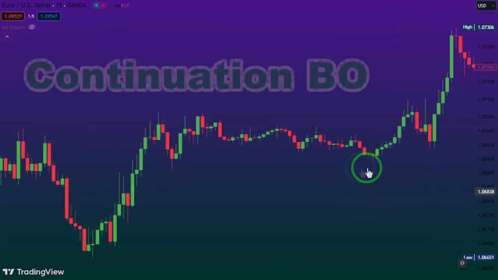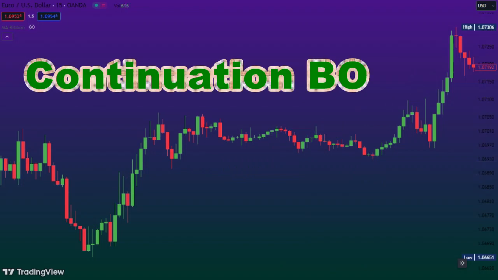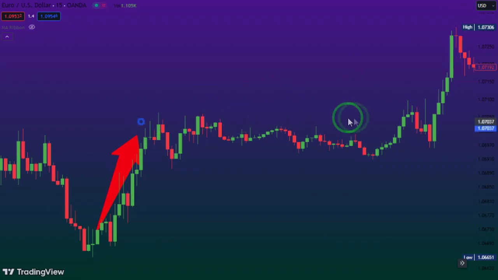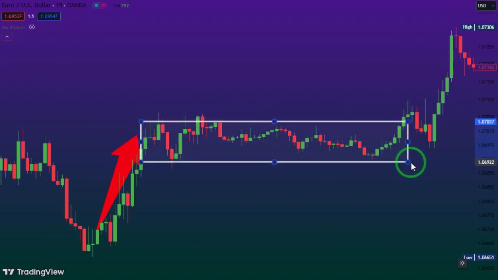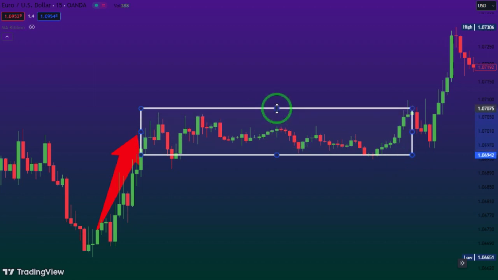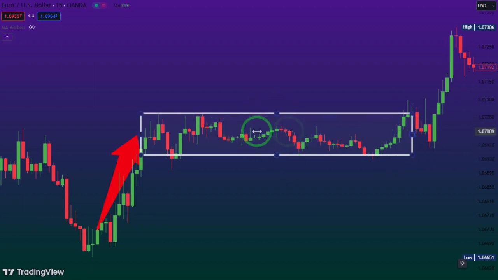What about continuation breakouts? We have an uptrend. Sometimes when there is an extensive move in one direction, the market will often take a breather. Here buyers and sellers pause to see what they should do next.